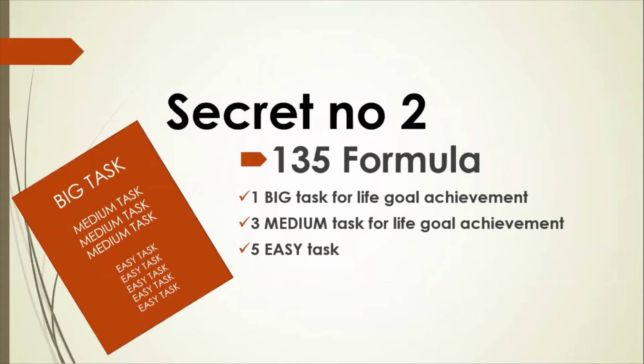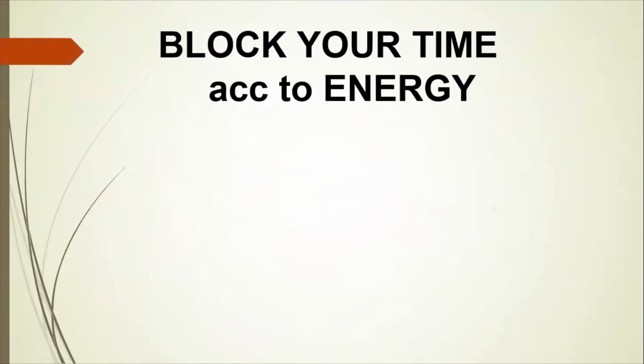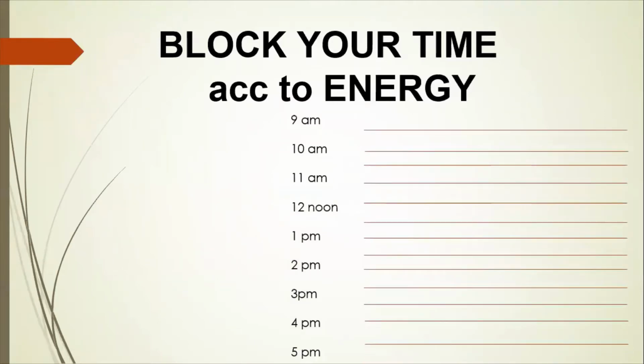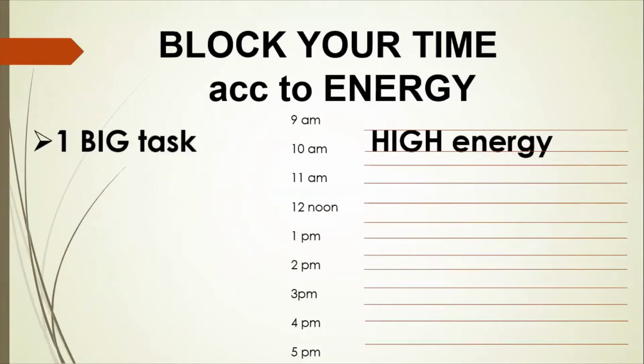Once you write it down, you have to write it in a proper way. What you need to do is block your time according to your energy levels in the day. Do you understand that we as human beings have different energy levels at different times of the day? So we need to write it on a timely basis, mentioning the biggest task when we have the highest energy in the day, which is majorly in the morning timings of our day. But it can vary from person to person.